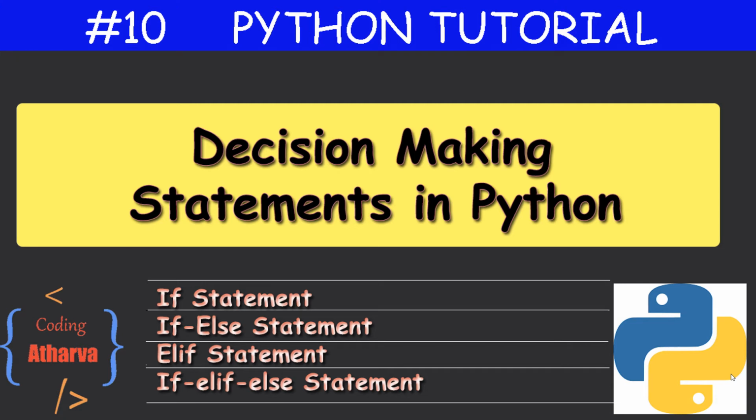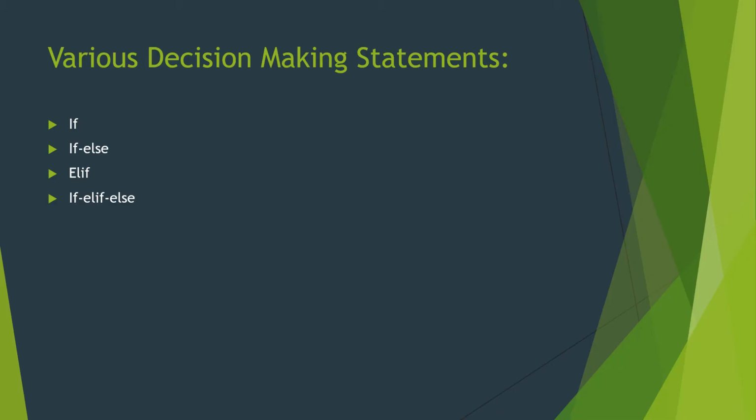Hello friends, today we are going to look at the decision making statements in Python. In Python there are basically four types of decision making statements: if, else, elif and if elif else. First, let's start with the if statement.